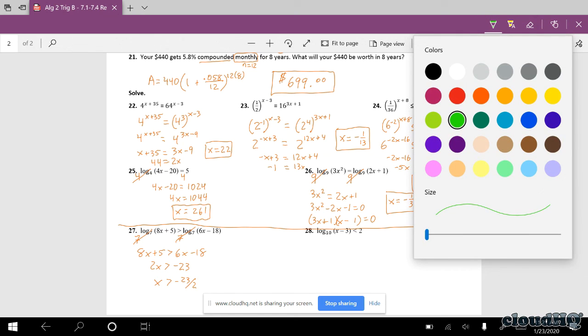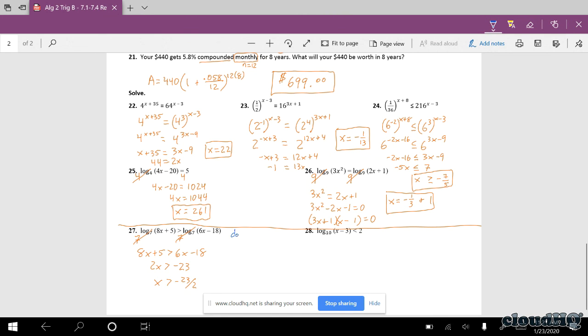So I'm going to check my domain. I actually have 2 logs here, so I need to check them both. I was taking the log of 8x plus 5, so it must be greater than 0. And if I solve that, I see that x has to be greater than negative 5/8. But also check the other log. 6x minus 18 must also be greater than 0. So 6x must be greater than 18, which means x must be greater than 3.